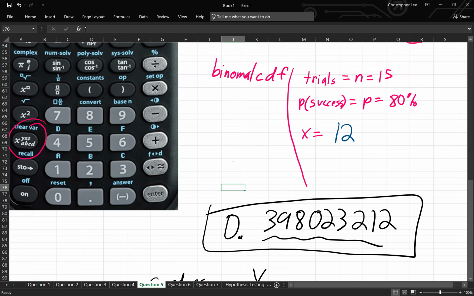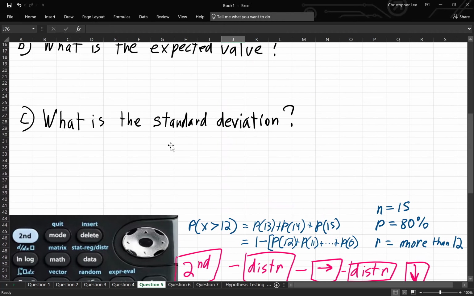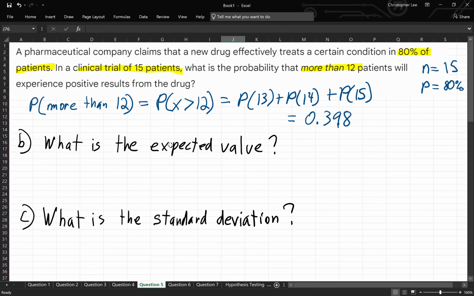So you guys have two methods. You can either use the chart or you could use the calculator and you will get full credit. All right. Let's jump back to this.